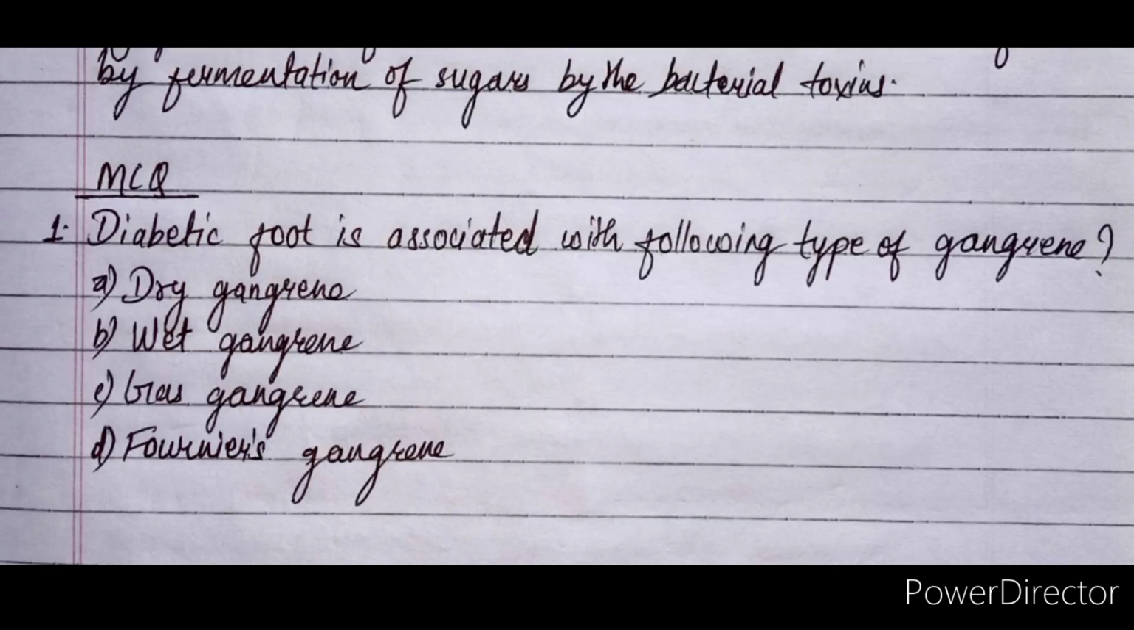So here is one question for you guys. Whenever you see this video, you can comment down your answer in the comment section and I will definitely reply the answer of this question. So let's see the question. Diabetic foot is associated with following type of gangrene. Option A, dry gangrene. B, wet gangrene. C, gas gangrene. D, foreigner gangrene. So drop down your answer in the comment section and I will definitely reply the answer.